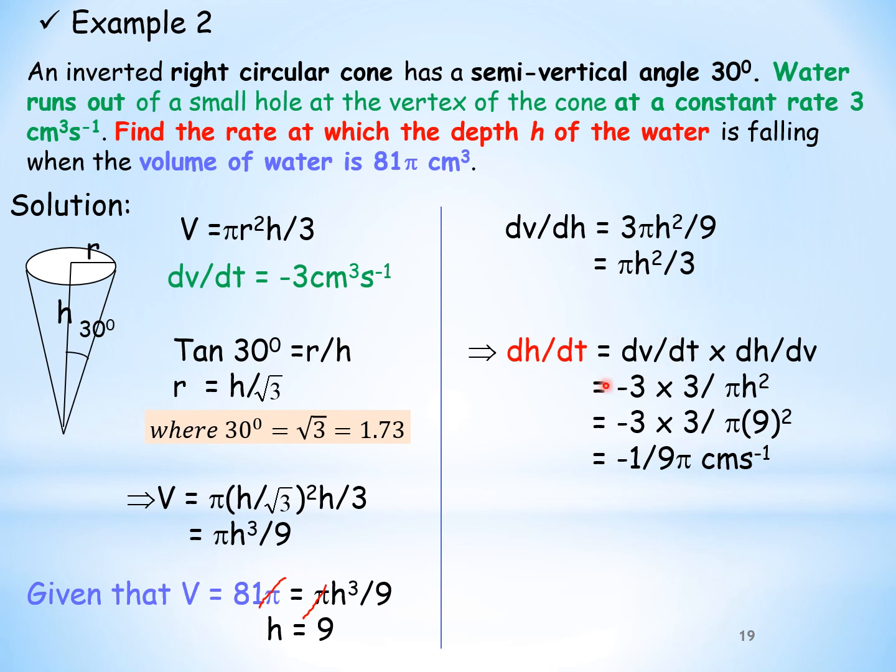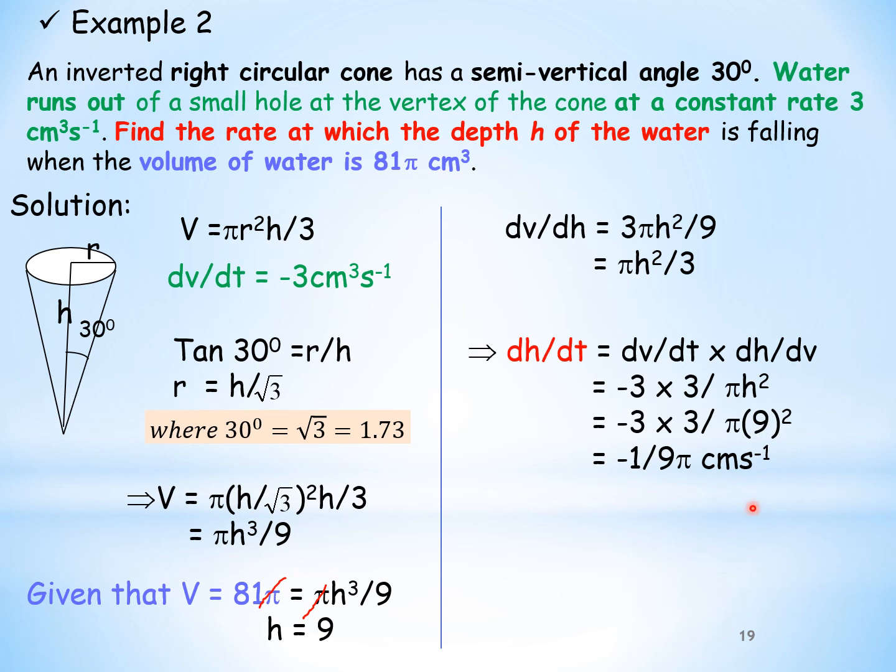So we can use the chain rule, which is dh over dt equal to dv over dt times dh over dv. So kita boleh cancel out dv ni, nanti dia akan tinggal dh over dt juga, kan? So dv over dt, you already found dv over dt. Where is your dv over dt? Negative 3. And dh over dv is the one you found just now. Tapi this time, you need to substitute the h value, since you already found your h value over here, 9. So, substitute it, then you get this part.